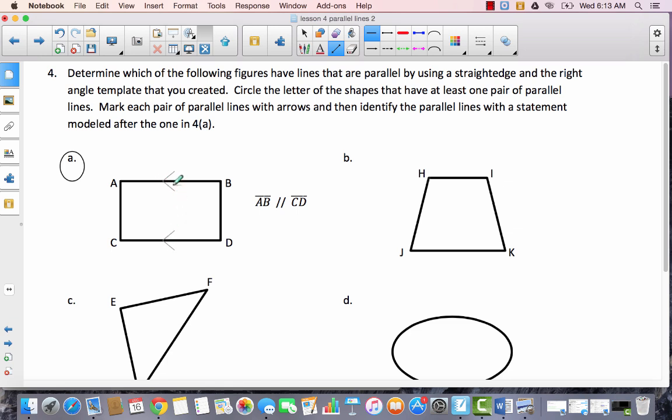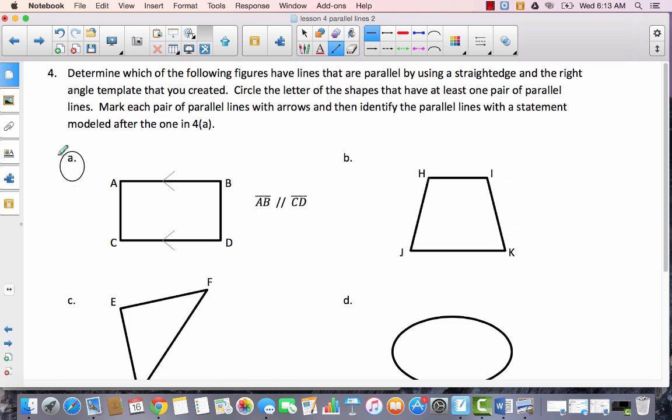Now the directions say we're going to determine which of the following figures have parallel lines by using a straight edge and the right angle template that you created. We haven't been using that right angle template because I think that's a little bit confusing, so we've kind of skipped that part. Circle a letter of the shapes that have at least one pair of parallel lines. Mark each pair of parallel lines with arrows, and then identify the parallel lines with a statement modeled after the one in 4A. So they have done part of this one for us.